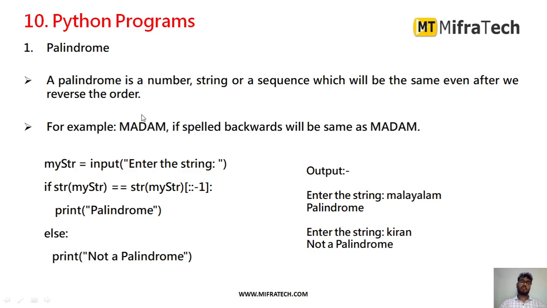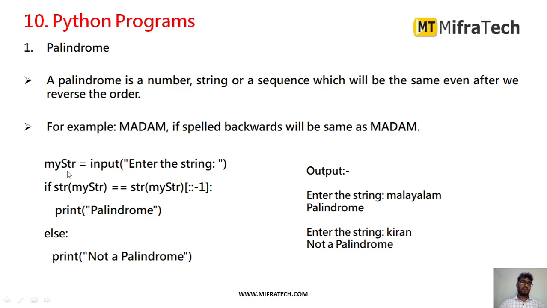Usually a palindrome is a string or a sequence which stays the same even if we reverse the order. For example, if you take the string madam and read it in reverse order, it will also be madam. So this is called a palindrome. To check whether a given string is a palindrome or not, we'll write a program in Python.